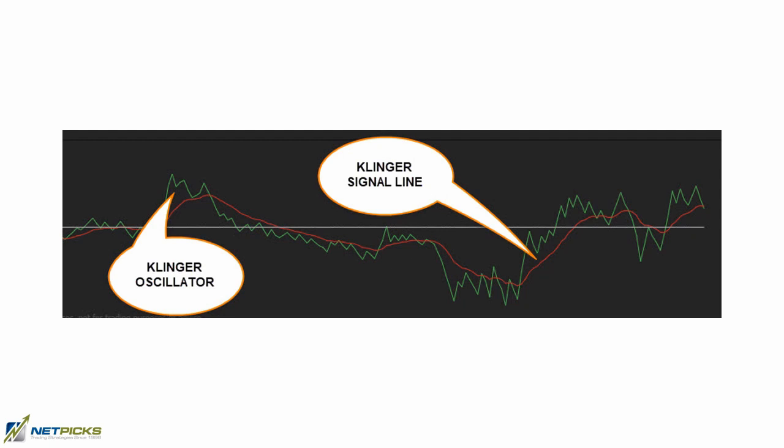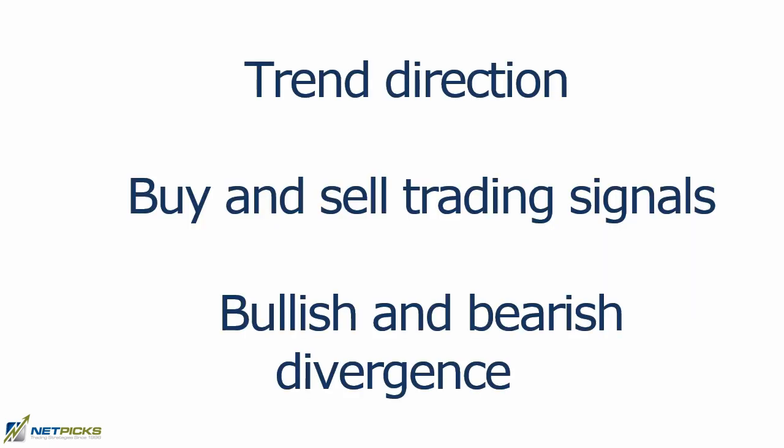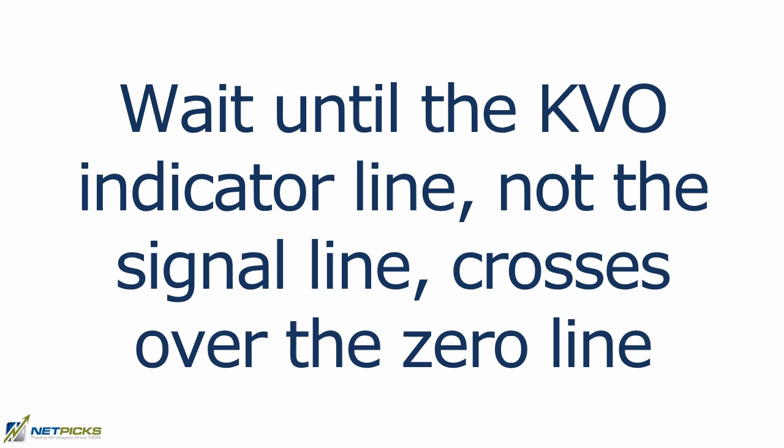So how can we use it? There are actually three main ways that we can use it. One is trend direction. The second is buy and sell trading signals. And three is bullish and bearish divergence. So if we're going to look at it as trend direction, there's two ways that we can actually do it.